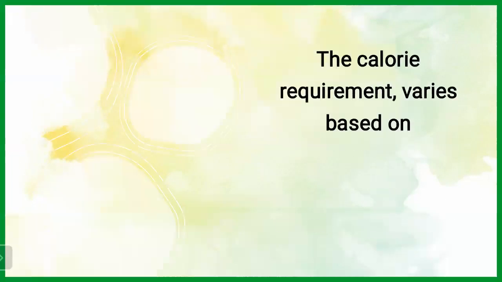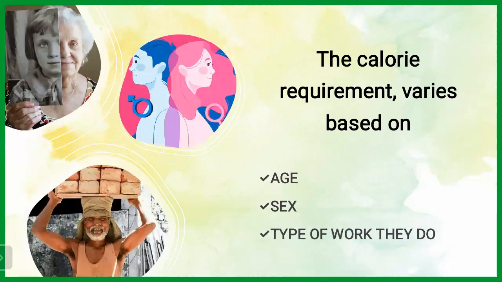Now, the calorie requirement varies from individual to individual. Can you tell me the reason why it varies? Ma'am, because different people have different requirements and they perform different works, so their calorie intake also varies. Yes, that's the exact answer, Monica. Very good. The calorie requirement varies based on age, sex, and the type of work they do. People of different ages need different calories, and it is biologically proven that people of different sexes also have different calorie requirements. And most important is the type of work that they do. The person who does more physical work requires more calories, and the person doing less physical work requires less calories.